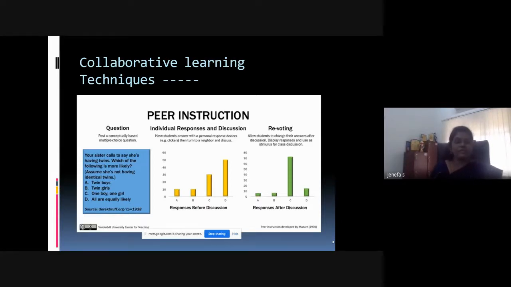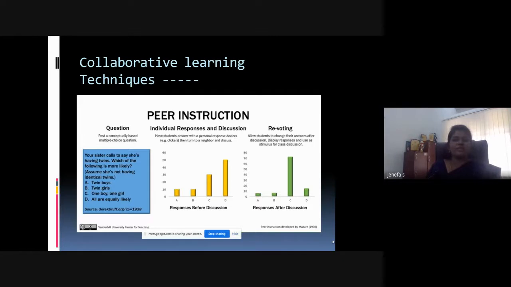So I read out the question. The sister calls to say she's having twins. Which of the following is more likely? Assume she's not having identical twins. The first option is twin boys, option B twin girls, C one boy one girl, and D all are equally likely. Now you are allowing your students to discuss among themselves. First, you ask them to record their individual responses. First they will choose one of the four options, so these are individual responses.